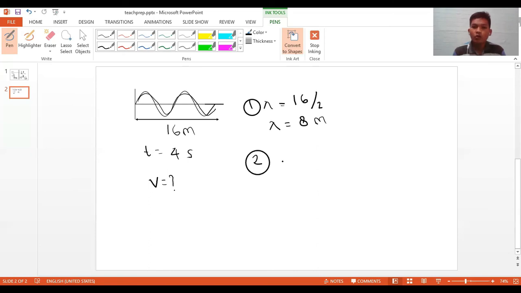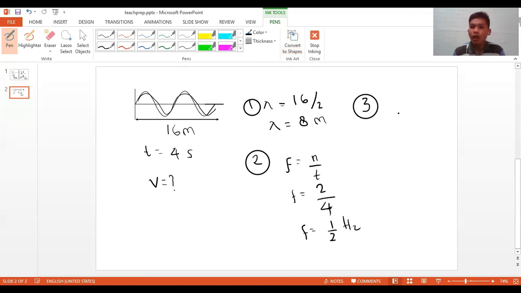For the second step, we have to calculate the frequency. As you can see in the previous slide, frequency equals the number of waves divided by time. For example, here the number of waves is 2. We write 2 over the time given, which is 4 seconds, right? So at the end, the result is F equals 1/2 hertz. So let's come to step 3.